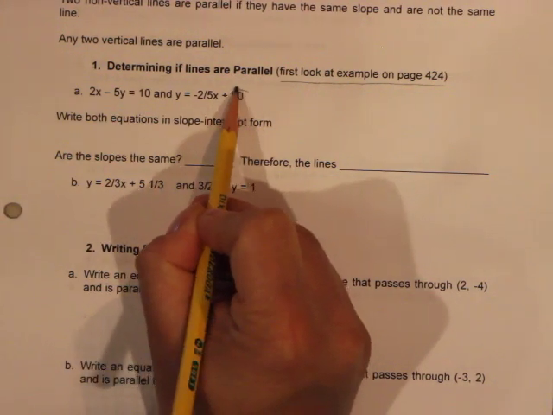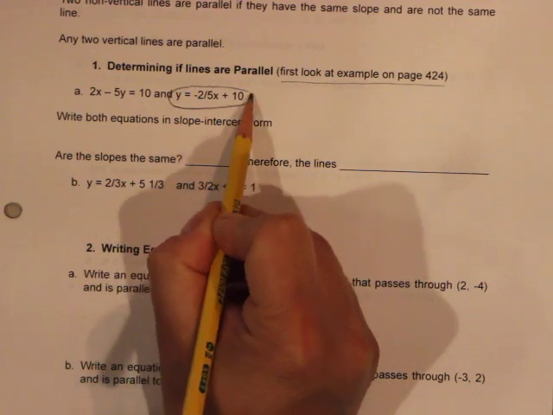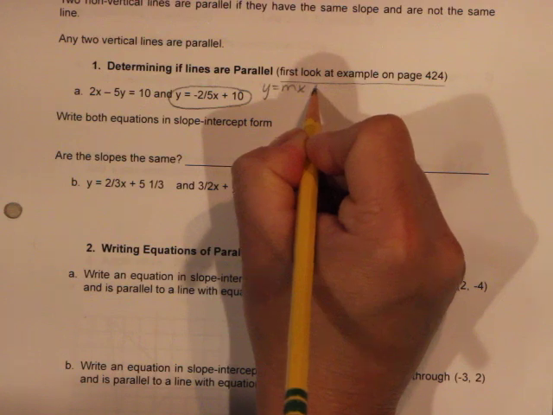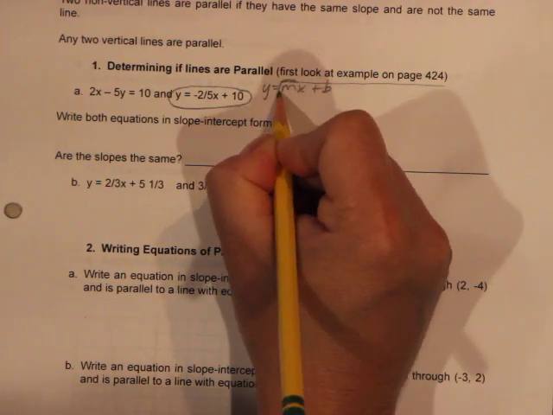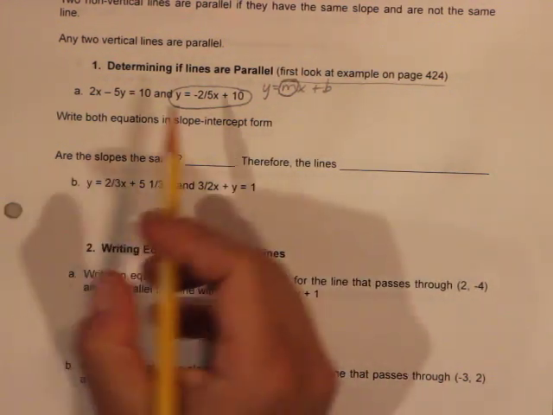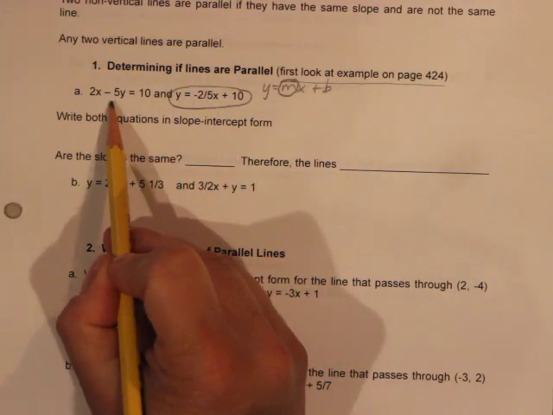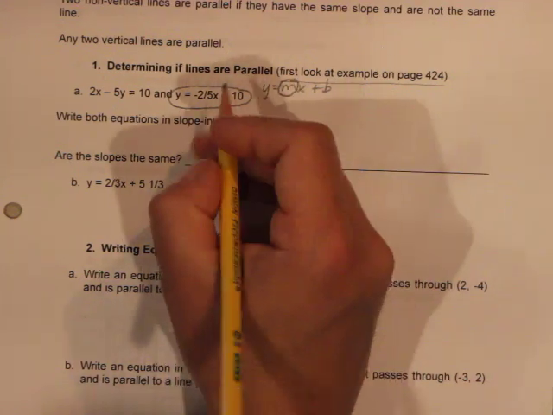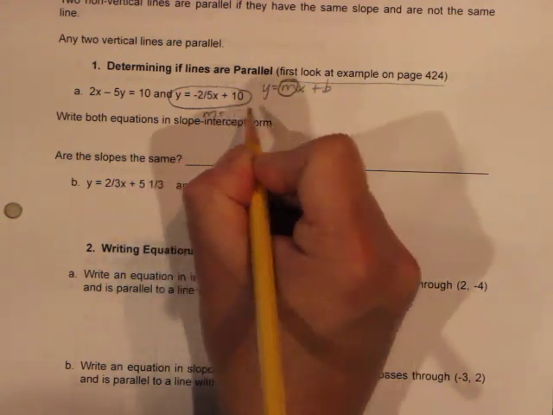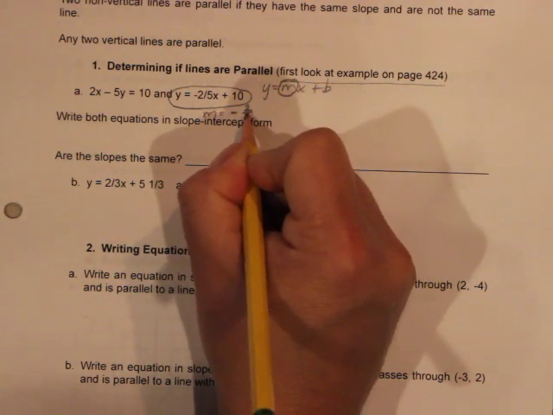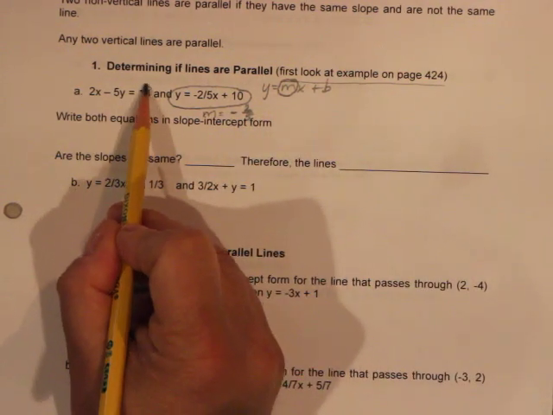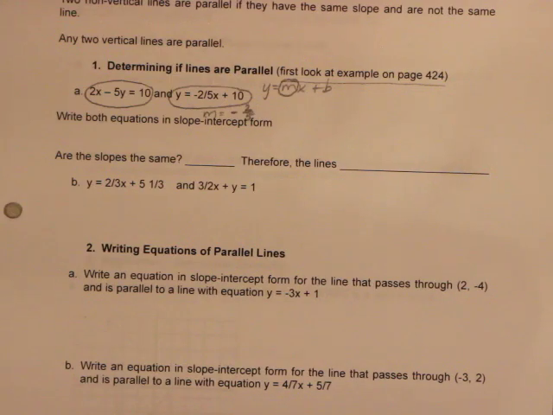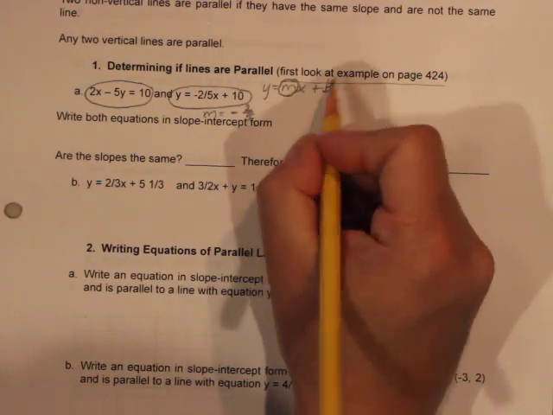This equation here is easy enough to see. It's in the form y equals mx plus b. m is the slope. So if m, the slope, is the same between these two equations, then the lines will be parallel. In this equation, m equals -2/5. What does m equal in this equation? In order to determine that, we need to rewrite the equation. Okay, so I'm going to do that over here.